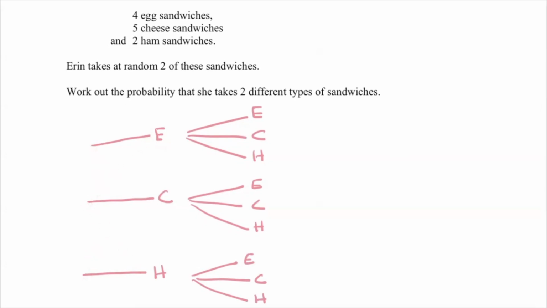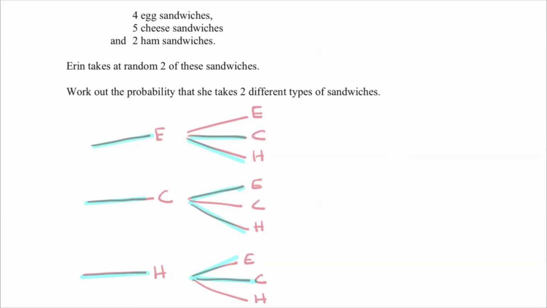Now, we want 2 different types. So if we take a look at what we've just drawn, that means it could be egg with the cheese or the ham, cheese with the egg or the ham, or ham with the egg and the cheese. And that is 6 combinations and 6 calculations that I will need to do. And I'm too lazy for this. So I'm going to find the ones that I don't want, because there's only 3 of them.